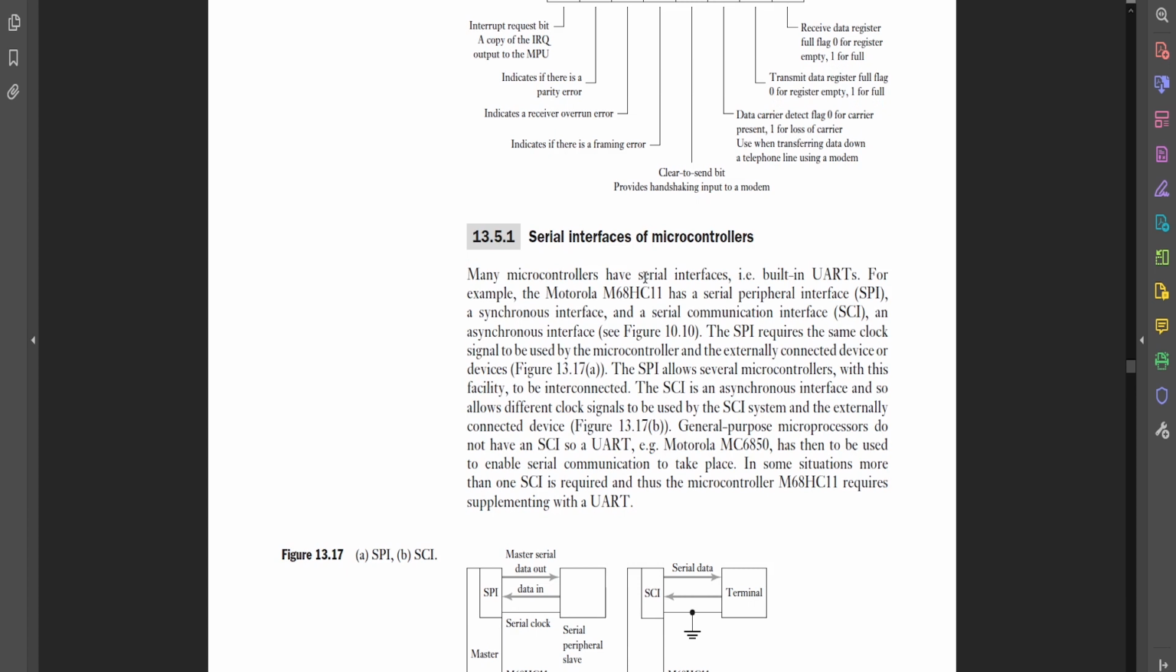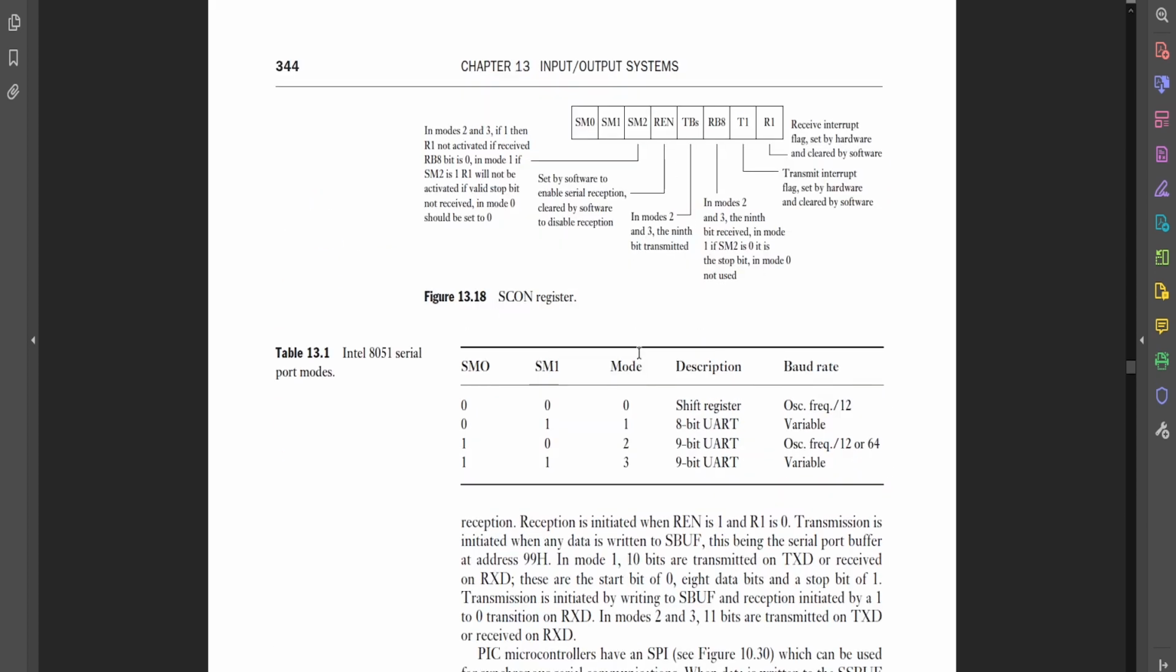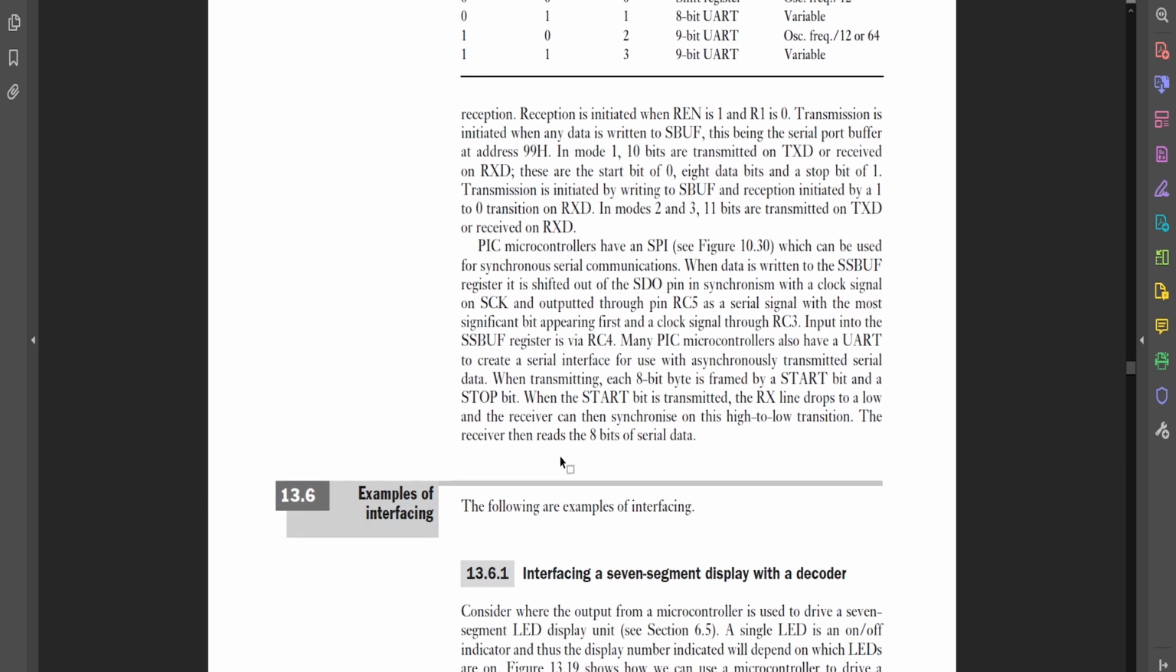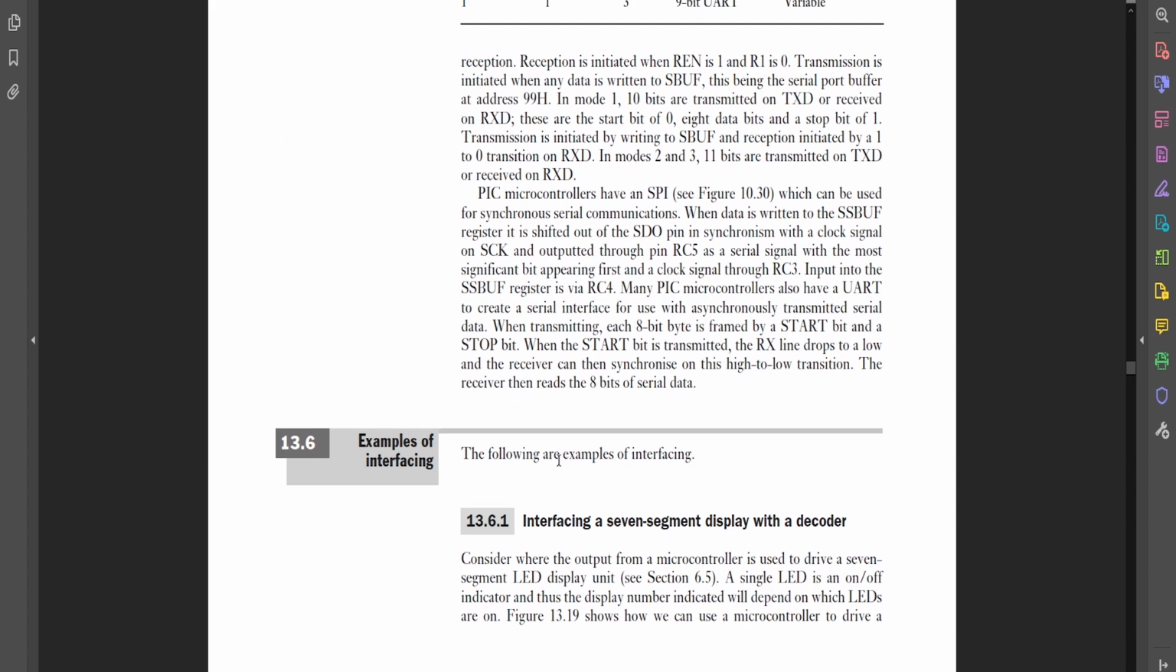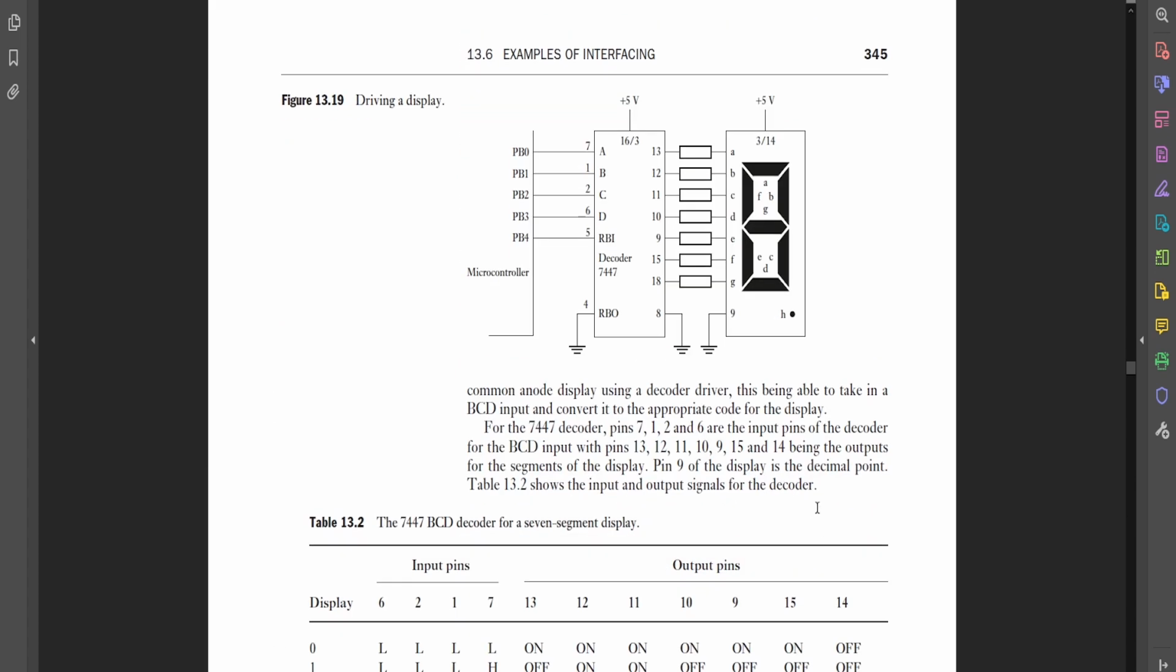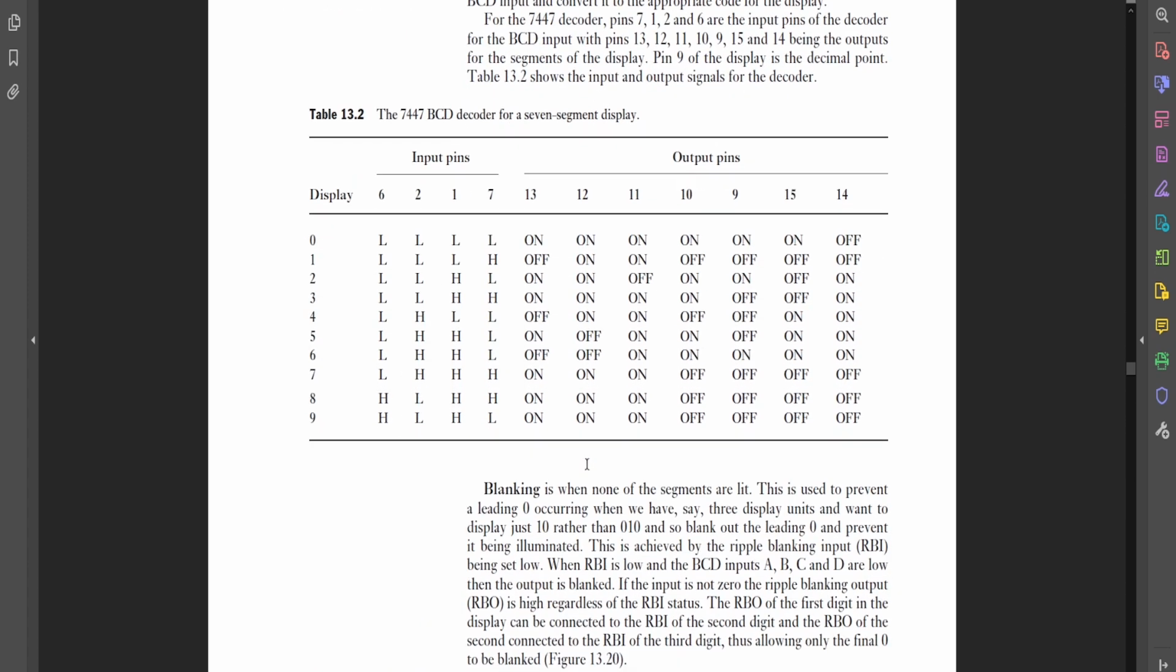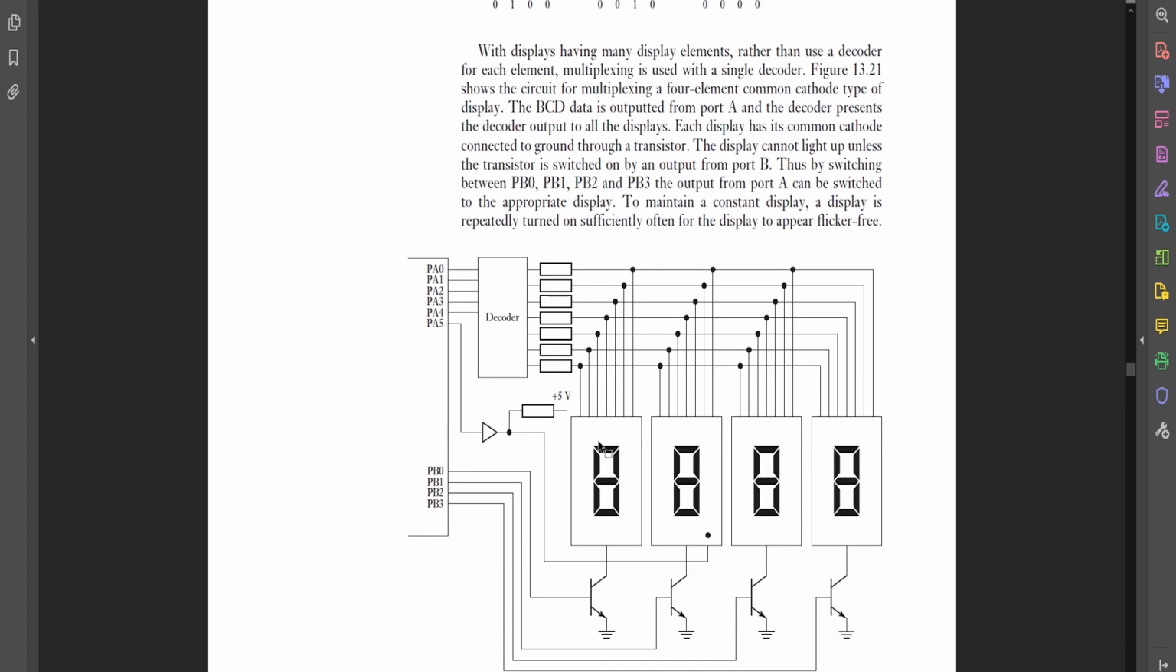Serial interfaces of microcontrollers. Many microcontrollers have serial interfaces built in, UARTs for example. Yep. Okay, I'll skip that. Examples of interfacing. Interfacing a seven-segment display with a decoder. Okay, just examples again. When it gets specific, I skip.